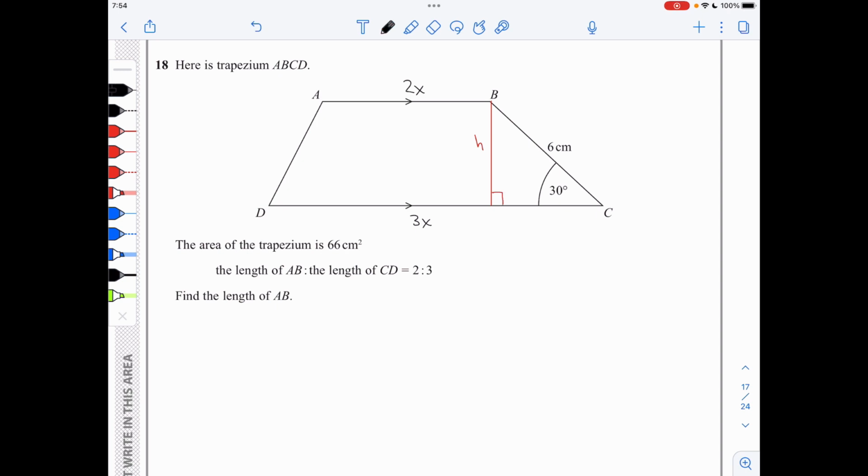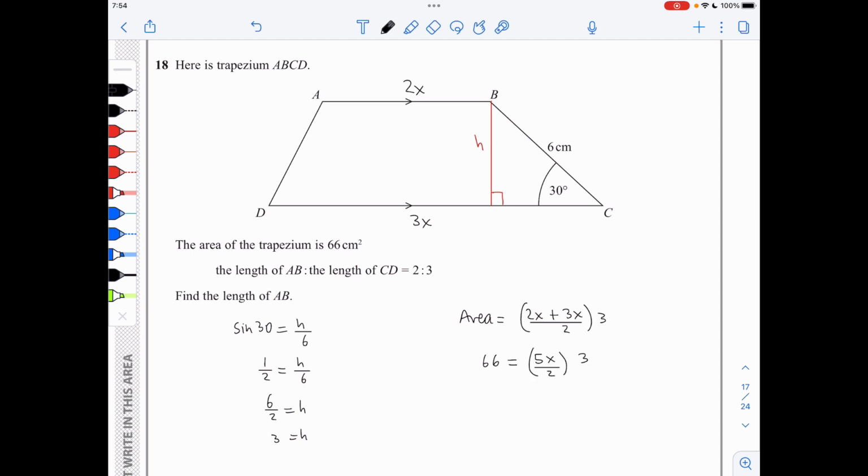I will say that sine of 30 is h over 6. We know that sine of 30 is a half, so a half is h over 6. I cross multiply, 6 over 2 is equal to h, so the height is 3. So we can now say that the area of the trapezium is base 1 plus base 2 over 2 times the height, which we just found to be 3 centimeters. So 66 is 5x over 2 times 3.